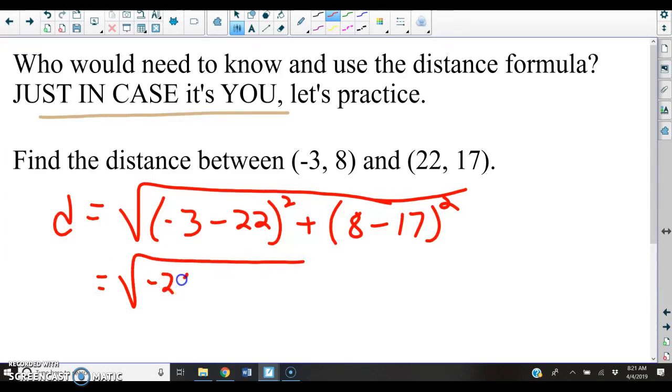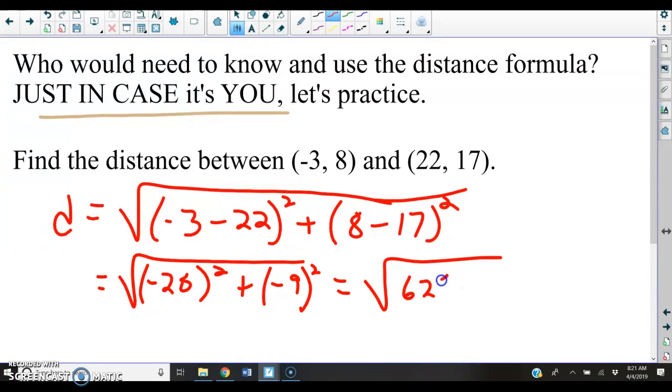So we get negative 25, we will square that, that's 625. And we've got negative 9, and we'll square that. So we got the square root of 625 plus 81. So that'd be the square root of, isn't it 706? And you can do that on your calculator as well as I can. Righty?